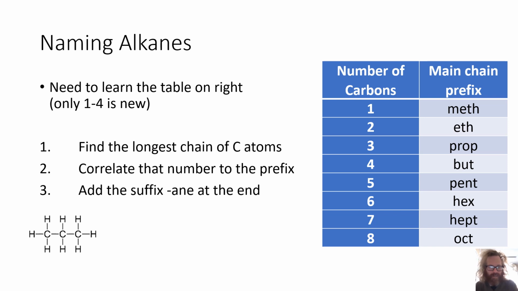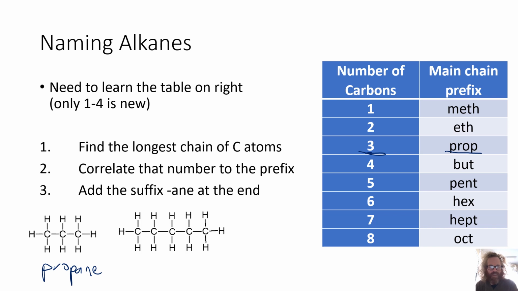So this one here, how many carbons have we got? 1, 2, 3. So that one's prop. And it is propane because we're just dealing with alkanes. That's it. This one here, 1, 2, 3, 4, 5. We've got 5. We've got pent. So it's pentane.